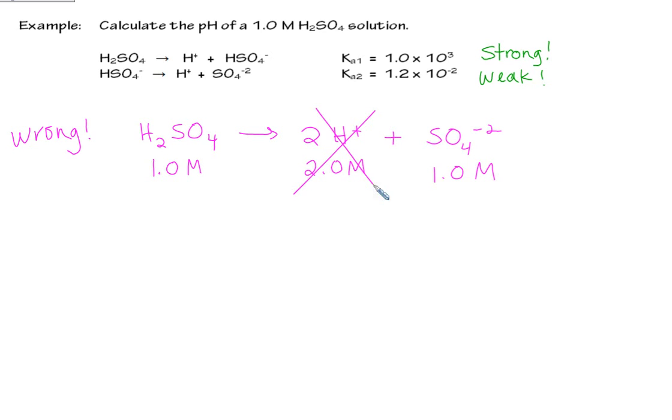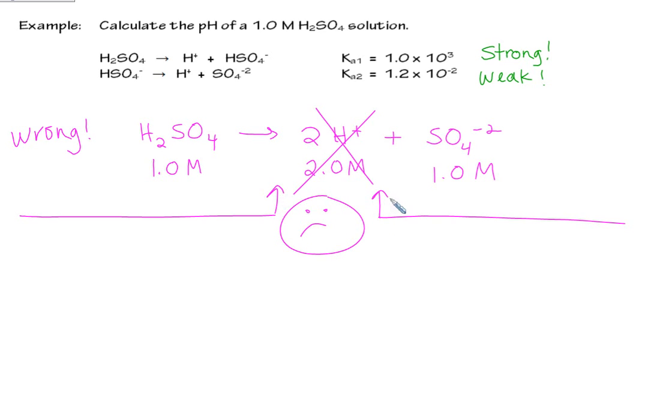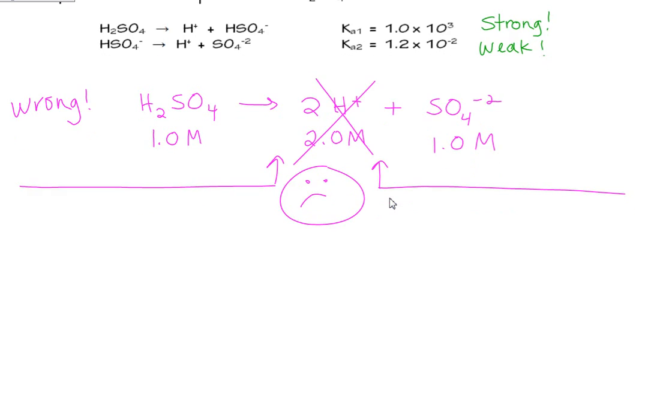It's wrong because only the first dissociation is strong. The second dissociation is weak. So when we calculate pH, we actually only need the first dissociation. The amount of hydrogen we get from the second dissociation is very minimal. So this whole thing is bad. Sad face up here. That's wrong. Okay, so let's figure out the right way to do the pH of sulfuric acid.